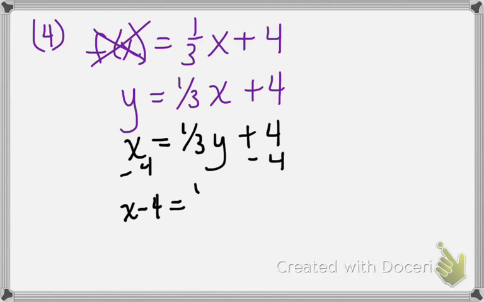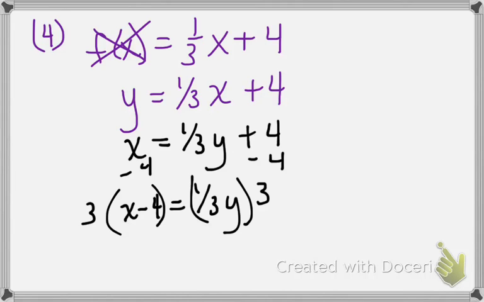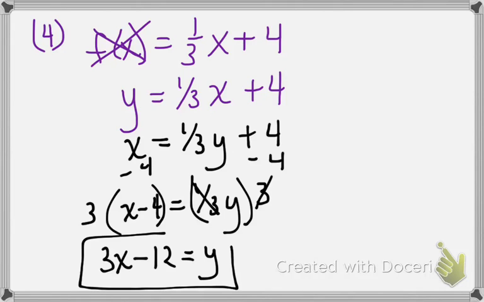x minus 4 equals 1/3 y. Now to get y by itself, I need to get rid of the 1/3, so I have to multiply by the reciprocal of 1/3, which is 3. I'm going to do that on both sides. So 3 times x minus 4 becomes 3x minus 12. And this 3 cancels with this 1/3 and just leaves us with y. So y equals 3x minus 12 is the inverse.